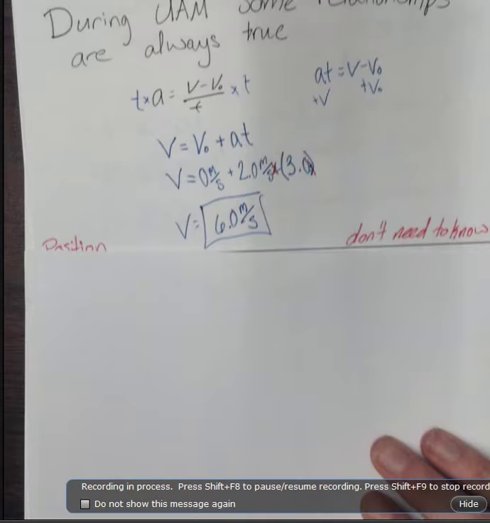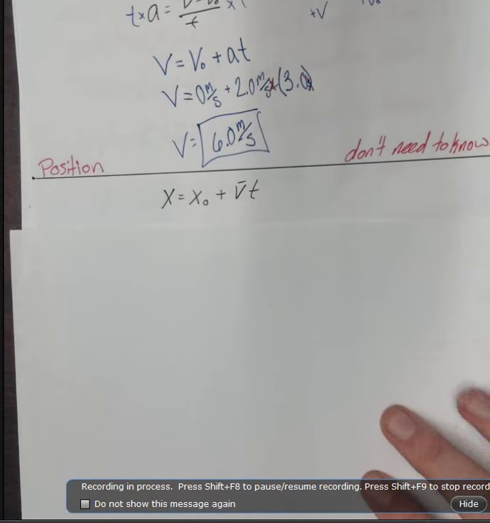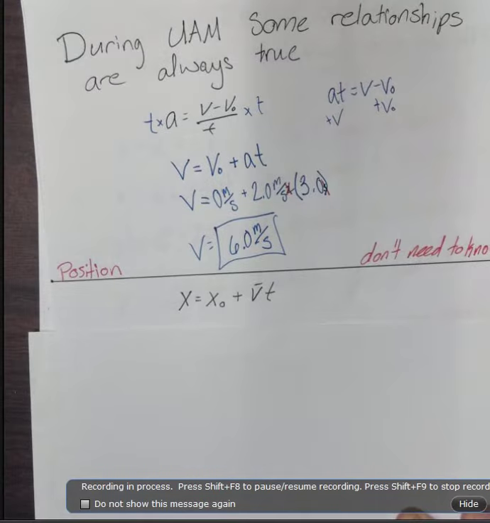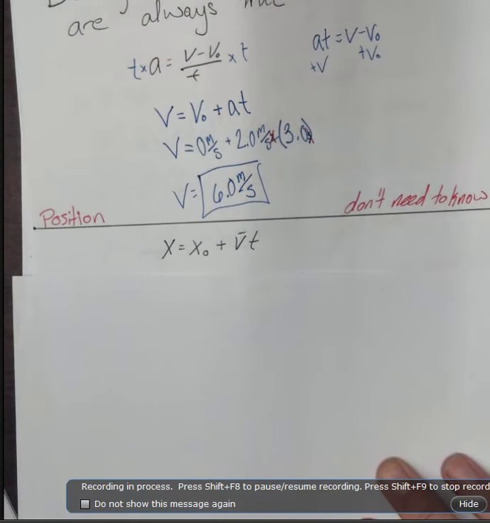So that's our first equation. The next equation is this equation. You're probably going, gee, Miss B, where did that equation come from? Because our equation for acceleration is change in velocity over time. Well, how about I show you?